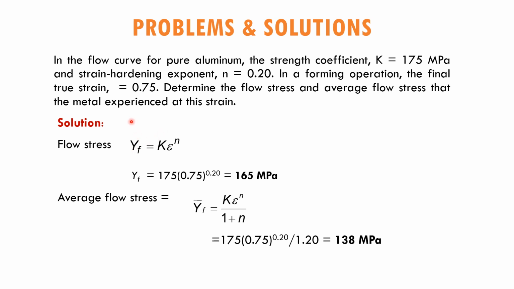First, you take the equation for the flow stress, where K is 175 MPa times 0.75 to the power of 0.2. So you are going to have 165 MPa. Okay, for the average flow stress, you have to divide by 1 plus n. As you already have the value here, 165 MPa, you just divide by 1 plus n, which is 1.2, so you will get 138 MPa.